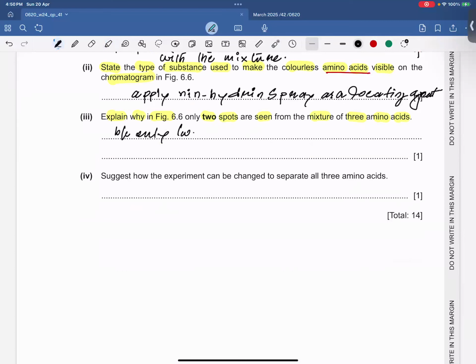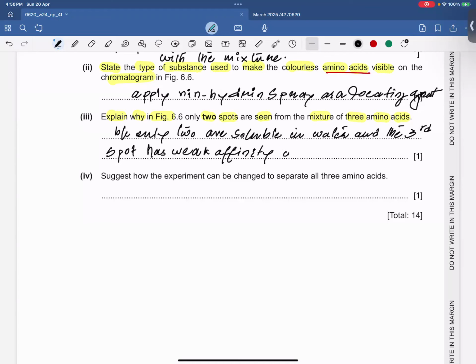Only two are soluble in water and the third spot has weak affinity with the water molecules.